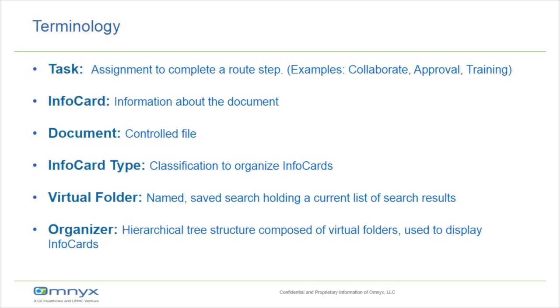An info card type is how documents are classified within the system. A virtual folder is nothing more than a saved search. You are able to save search criteria and load the criteria later to save time. An organizer is a tree structure of how documents are organized. Documents can be organized by any criteria, such as by product.